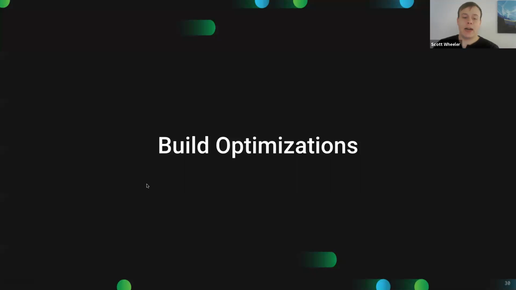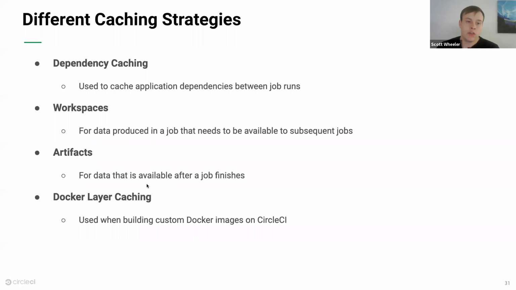Moving into build optimizations. There's a bunch of different caching strategies we use to optimize builds. You can use dependency caching, workspaces, artifacts, and Docker layer caching. Dependency caching is most commonly used to cache application dependencies between job runs. Workspaces are used for data produced in a job that needs to be available to subsequent jobs in the workflow. Artifacts are for data that is available after a job finishes. And Docker layer caching is used when building custom Docker images on CircleCI.